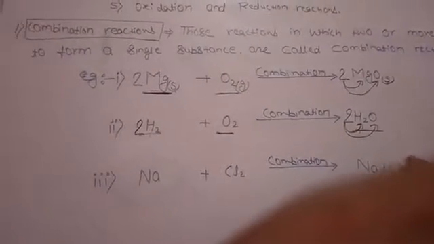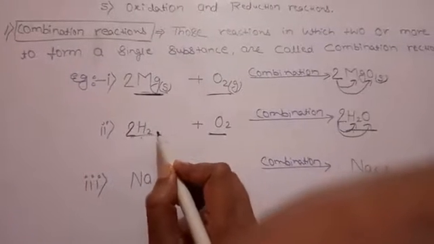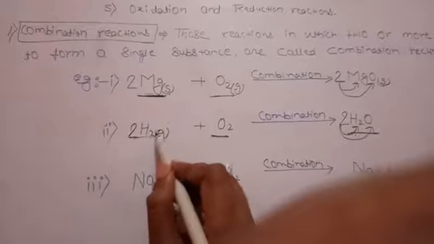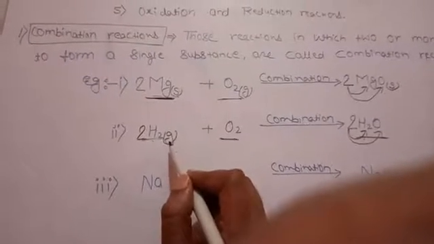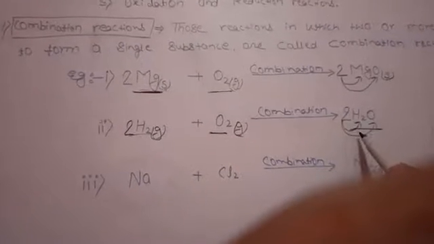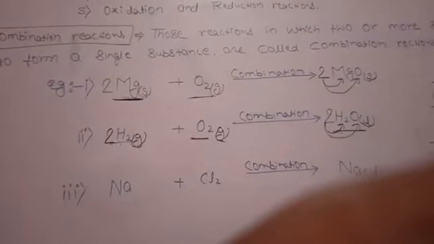Now to make it more informative, you can mention here the states of matter. So hydrogen is a gas, so here write a small g for gas, and oxygen is also a gas, but H2O is in liquid state, so here you can write a small l to represent that H2O is liquid. Now in this reaction you can also see 2 elements.